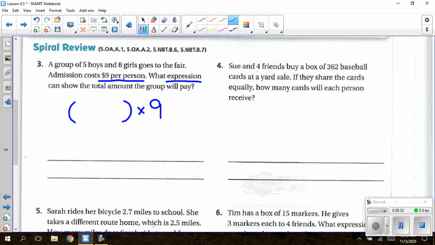For number 4, Sue and 4 friends buy a box of 362 baseball cards at a yard sale. If they share the cards equally, how many cards will each person receive? So first of all, we do need to figure out how many people are sharing these cards, and it says Sue and 4 friends. So that means there are a total of 5 people that are sharing these cards. And if you share equally, that tells us that we have to divide these 362 cards up between those 5 people.